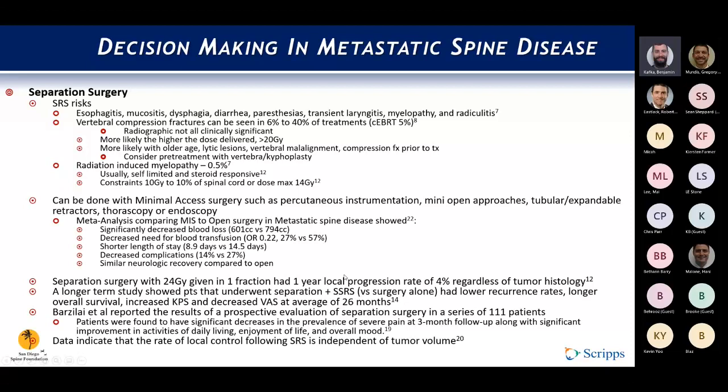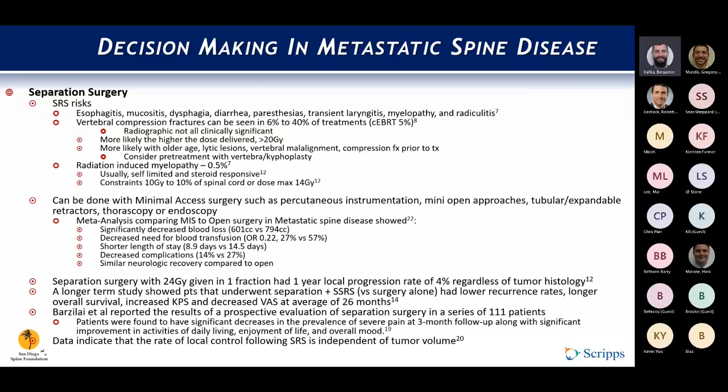One of the nice things about separation surgery as well is it can be done with minimal access surgeries such as percutaneous instrumentation, mini open approaches, tubular and expandable retractors, thoracoscopy, and endoscopy. There was a meta-analysis done comparing minimally invasive to open surgery with metastatic spine disease, and as you would expect, there was significantly decreased blood loss, decreased need for blood transfusions, shorter lengths of stay, decreased complications with similar neurologic recovery rates. So you get the patient back to their systemic therapy in as good a shape as open quicker.